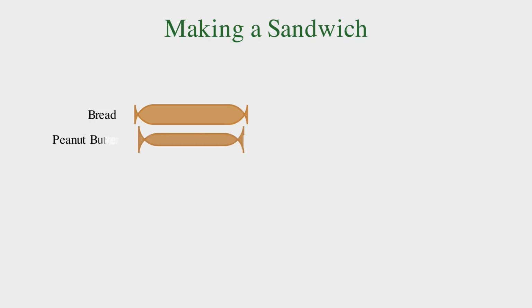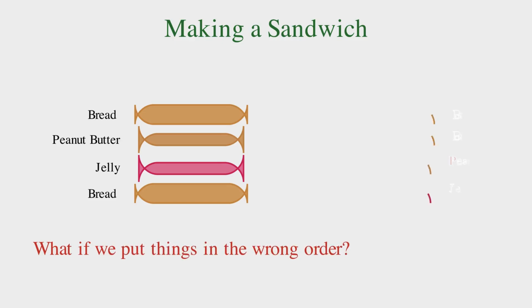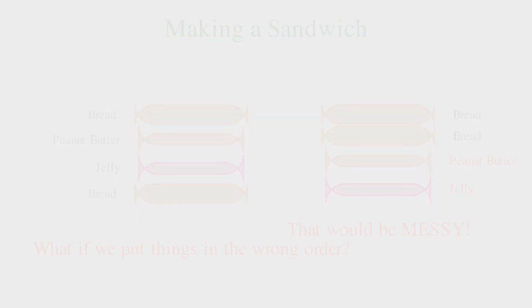Let's get started. Imagine you and your friends want to build a sandwich. First, you put the bread, then the peanut butter, then the jelly, and finally, the top bread. Yum! But what if you put the peanut butter on top of the bread instead of spreading it first? That would be messy, right? The steps must be in the right order. Math works the same way. If we don't follow the right steps, we'll get the wrong answer.